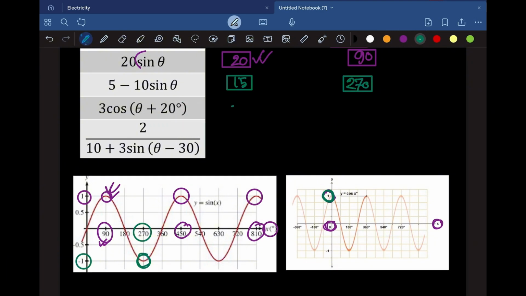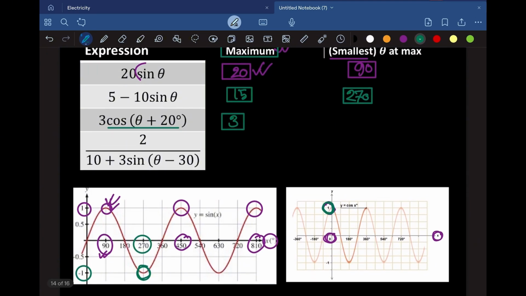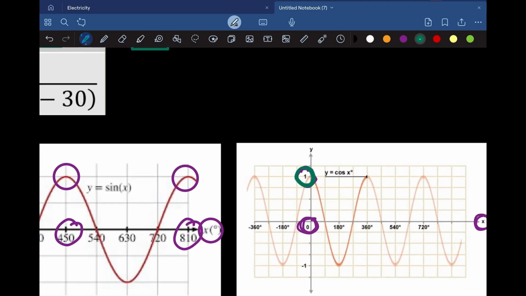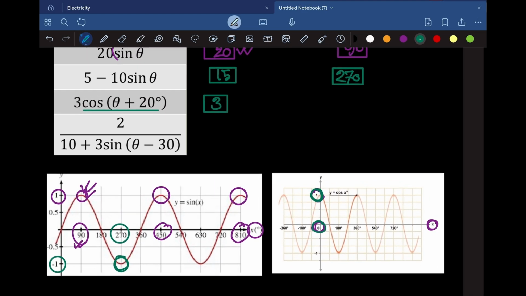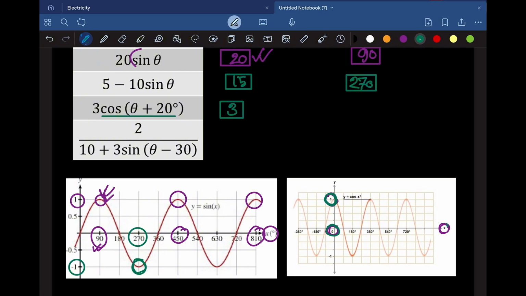So here it will become 3. But this is not the end. The most important part is figuring out the theta value right here. So now we have to figure out the smallest theta value at which this maximum occurs. The smallest theta value at which this maximum occurs is 0. Okay, so we know this x value is 0.